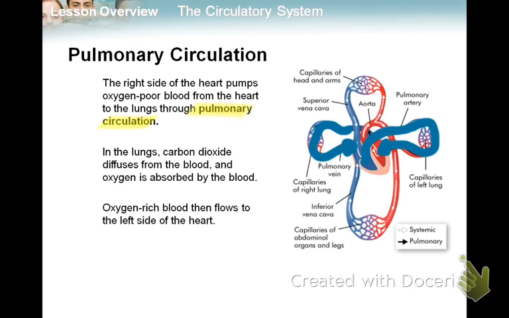In the lungs, the carbon dioxide diffuses from the blood, from high concentration to low concentration. Oxygen does the reverse. High concentration in the alveoli into the blood, low concentration. And then the oxygen-rich blood flows to the left side of the heart.